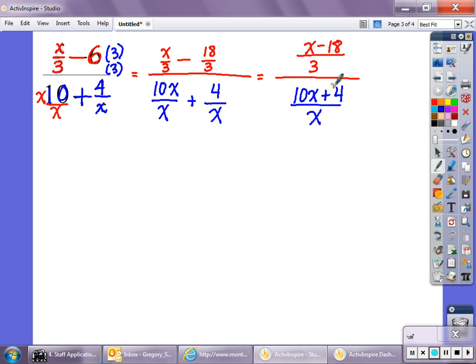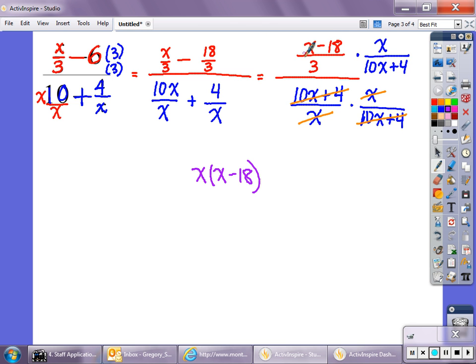Now what we need to do is get the fractions out of the other fractions. Multiply by the reciprocal. What that allows us to do is cross out the x's, cross out the 10x plus 4's, and now we're ready to put it all together. x times (x minus 18). That came from the top here, and then 3 times (10x plus 4). And we're done.